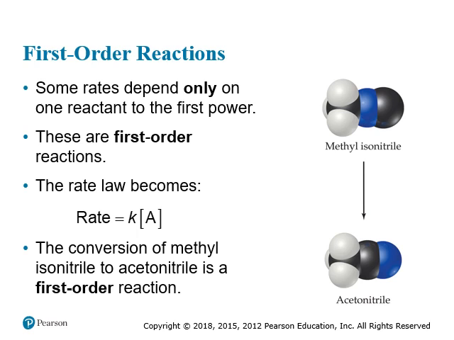Some reaction rates are only dependent upon the concentration of one reactant. They're independent of all other reactants. These reactions are said to be first order reactions, and the rate law simply reflects the rate with respect to that particular reactant. On the right hand side of the slide, we see a compound called methyl isonitrile. Methyl isonitrile undergoes a conversion to acetonitrile by means of a first order reaction.